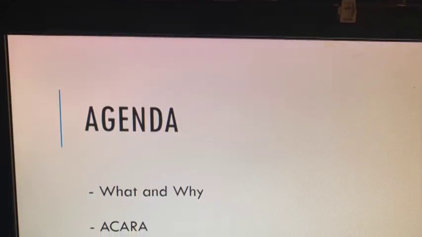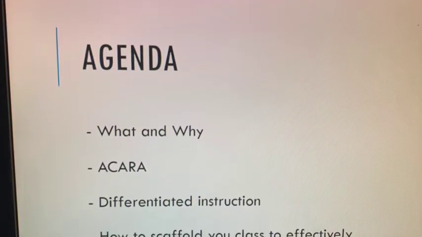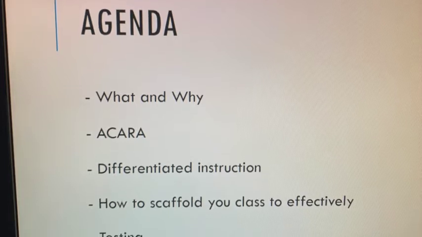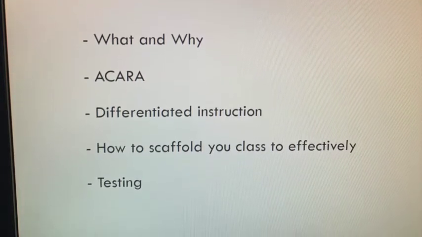Tonight's agenda will consist of what patterns are and why they're so important. We'll briefly touch on ACARA, differentiated instruction for teaching skip counting patterns particularly, and how to scaffold your classes effectively to teach patterns, and different types of testing: diagnostic, formative and summative.